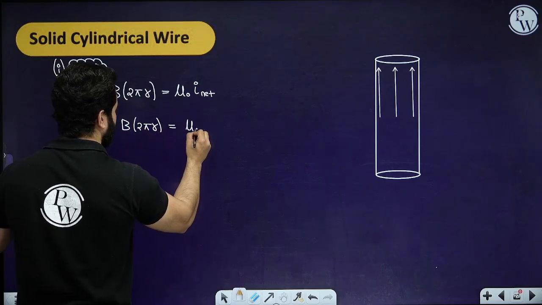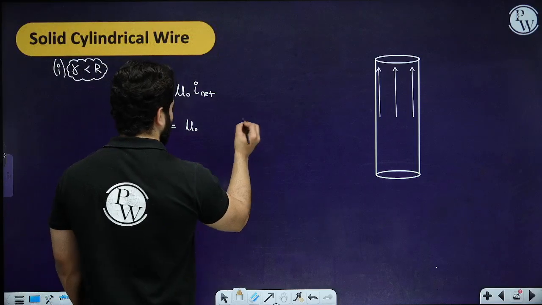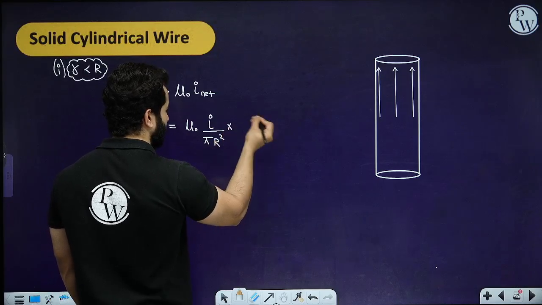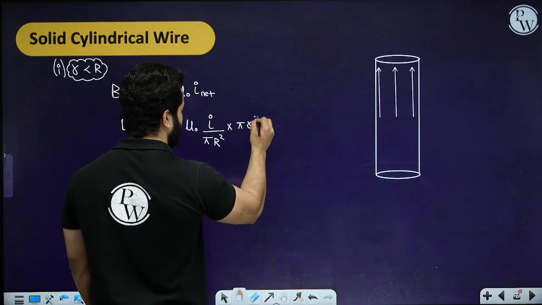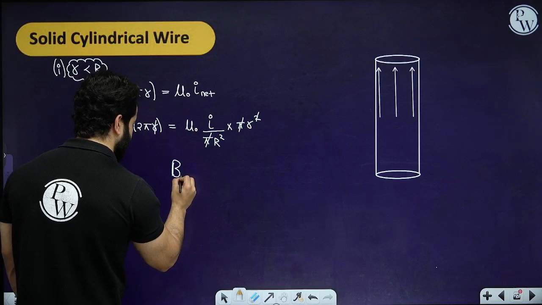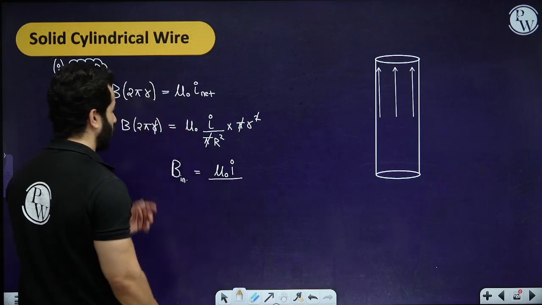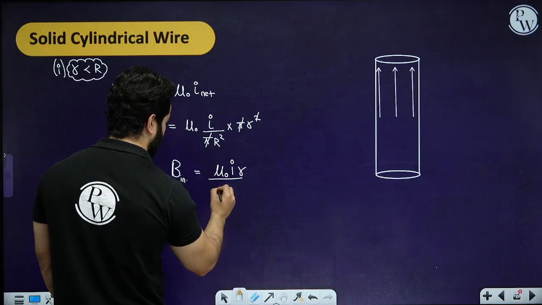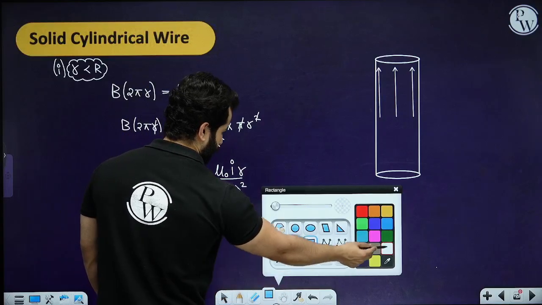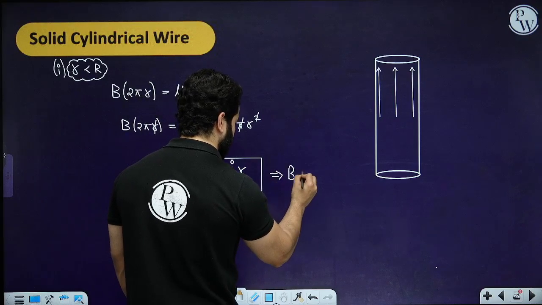Now in this case, this will become B into 2 pi r equals mu naught. Now this is where we will use the concept of current density. The total current is I, total area is pi R square, and we want to find the current through pi into small r square. So one of the r will get cancelled out, and magnetic field at any inside point will come out as mu naught I r upon 2 pi R square.